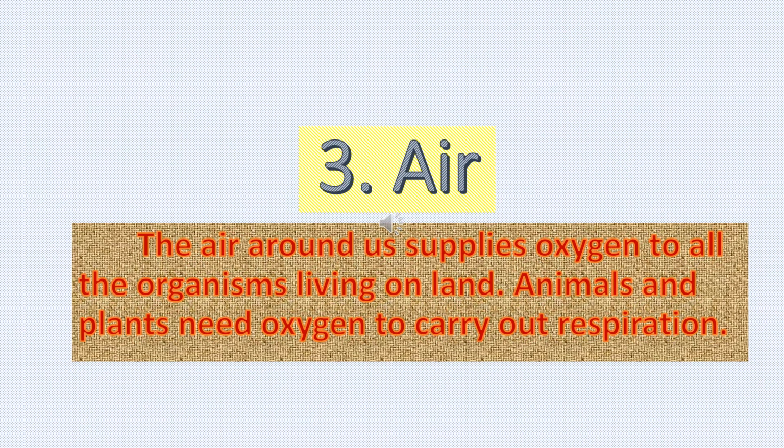Okay, this is the third non-living thing that interacts with living things. Air. The air around us supplies oxygen to all the organisms living on land. Animals and plants need oxygen to carry out respiration. So it is needed in breathing. When we breathe in, we take in oxygen. And when we breathe out, we exhale carbon dioxide. Humans need the oxygen, and the plants also need the carbon dioxide.